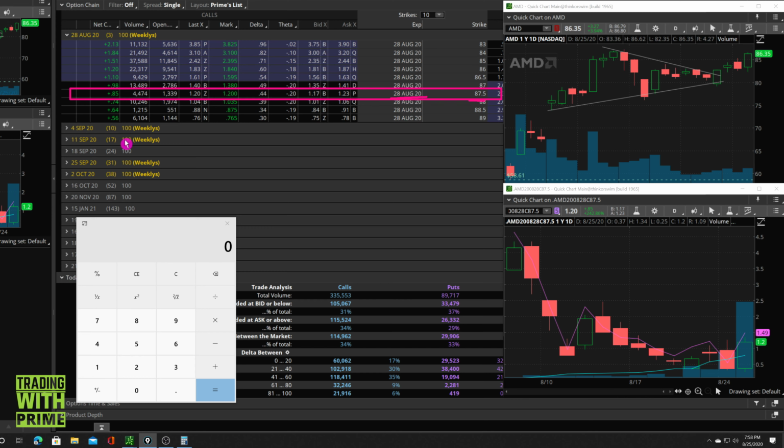So in this case, I believe that it's going to be above 87.50 by Friday. And so the first thing I want to know is this: how many days between now and Friday, right? If there's 3 days between now and Friday, I'm going to lose $60.